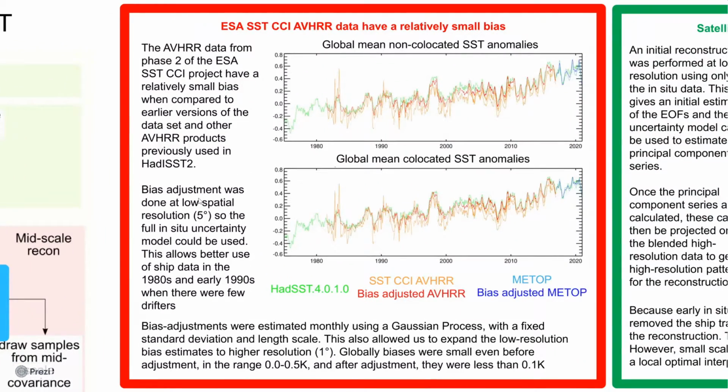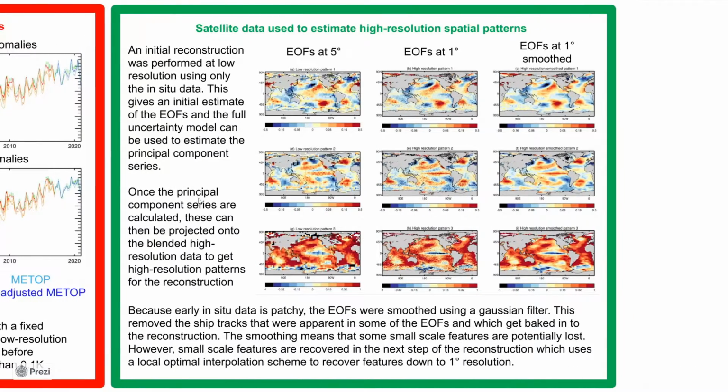One thing in the latest version of HadISST we have here is the ESA Sea Surface Temperature Climate Change Initiative AVHRR data. It's got relatively small biases compared to previous AVHRR data sets. Even before bias adjustment, those biases are less than around 0.3 of a degree in most cases, less than 0.2 of a degree in many. And then after bias adjustments, the biases are virtually zero, so much less than 0.1 of a degree on a global scale. So we use the combined in situ and satellite data to do this large-scale reconstruction.